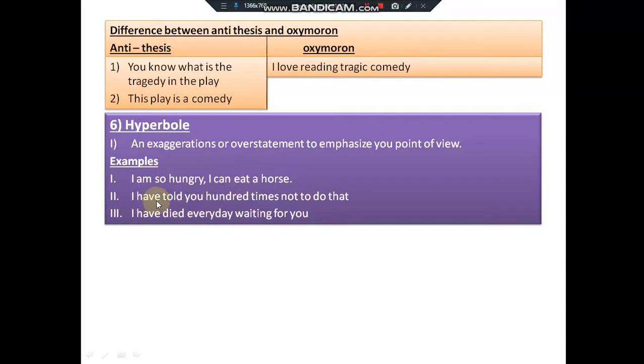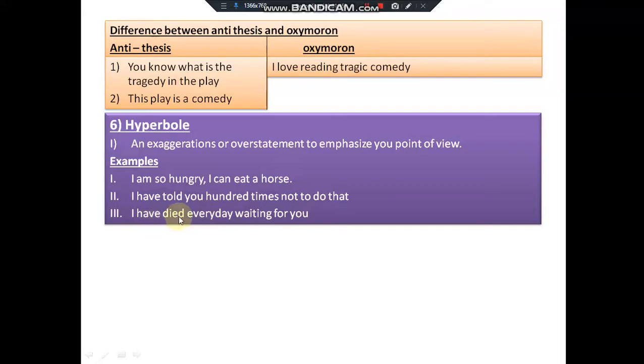Similarly, if I say, I have told you 100 times not to do that. This is just an expression used in conversational style, but we do not repeat one sentence 100 times. So this is an expression called hyperbole, because this is just an exaggeration of an expression.